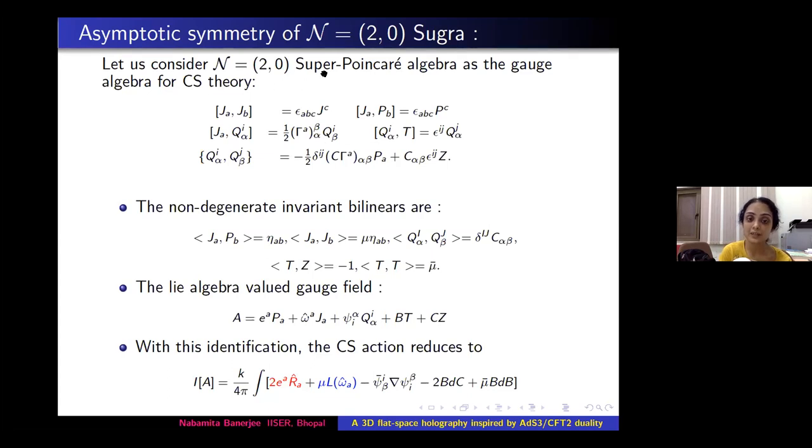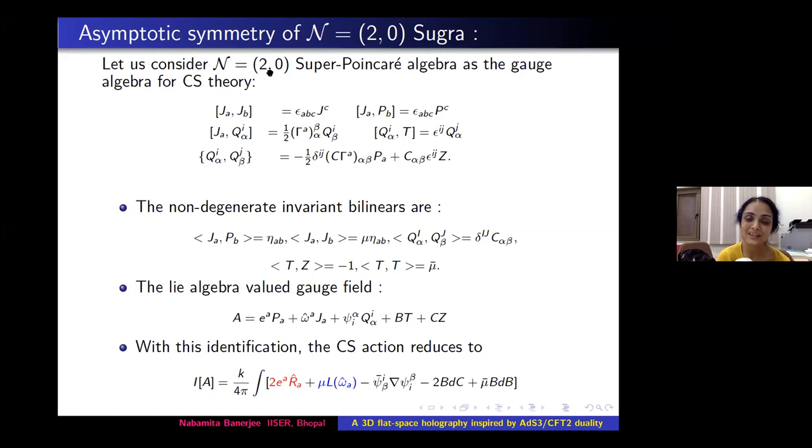And here, in the presence of the supercharges. Yes. Sorry, I'm not completely familiar with this notation. So when you say 2 comma 0, it's a 3D, right? What do you mean by 2 comma 0? That I have three Qs. Okay, so this 2 comma 0, okay.